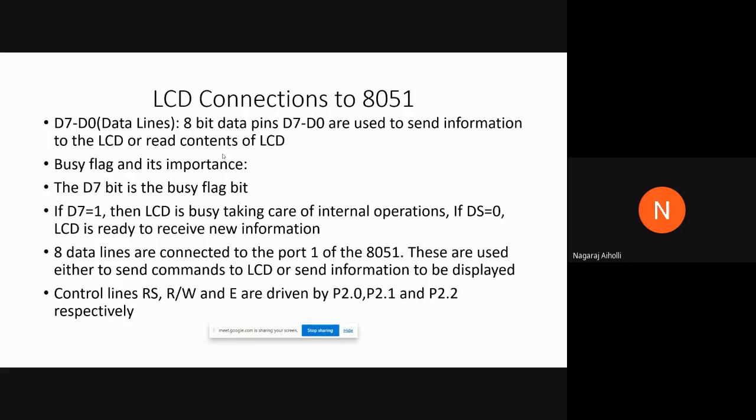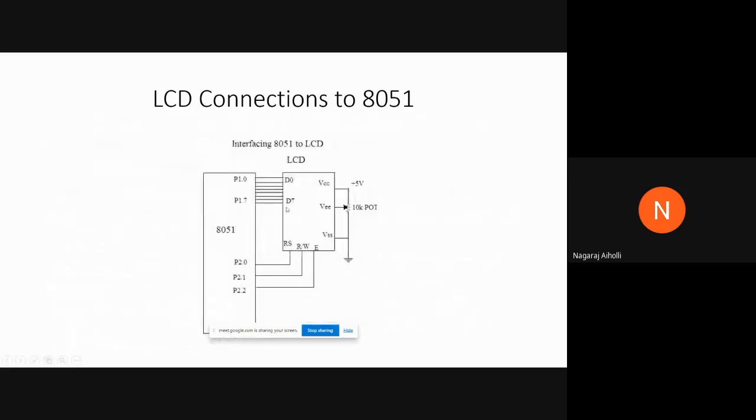If this D7 bit, this P1.7 bit, equals 1, it means that the LCD is busy with its internal operations. When D7 is equal to 0, it means the LCD is ready to receive new information, or we can send new data to the LCD screen. We can latch the new data to the LCD screen.